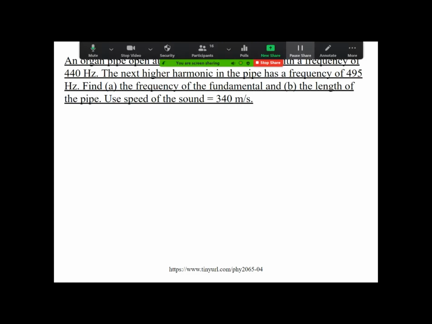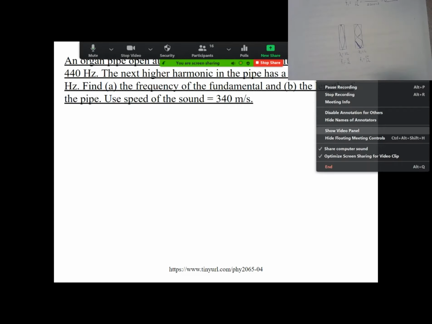Maybe to give you a hint here. It tells you two frequencies, right? But it didn't tell you which harmonic this is. So you can assume this is a particular harmonic, say the nth harmonic. Then you would have F sub n equals 440 Hertz, and F of n plus one, which is the next harmonic, should be 495 Hertz.